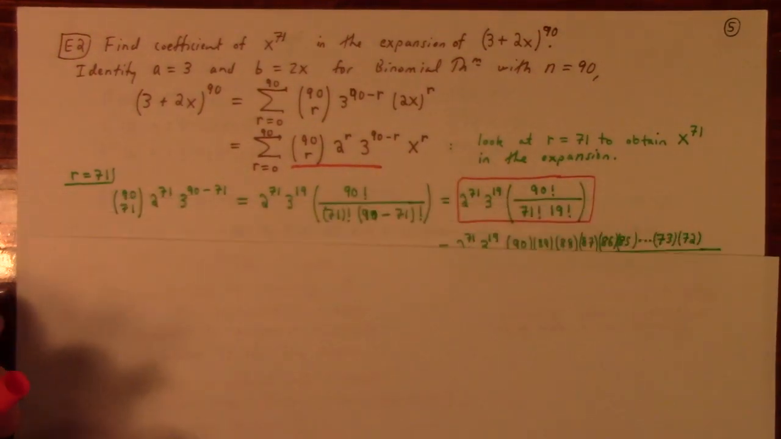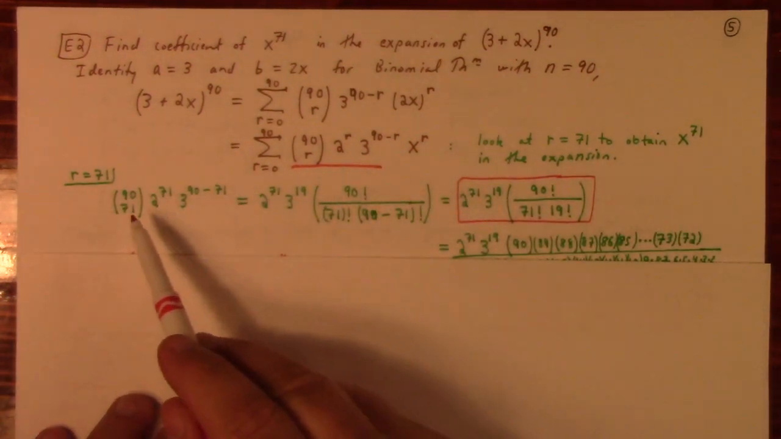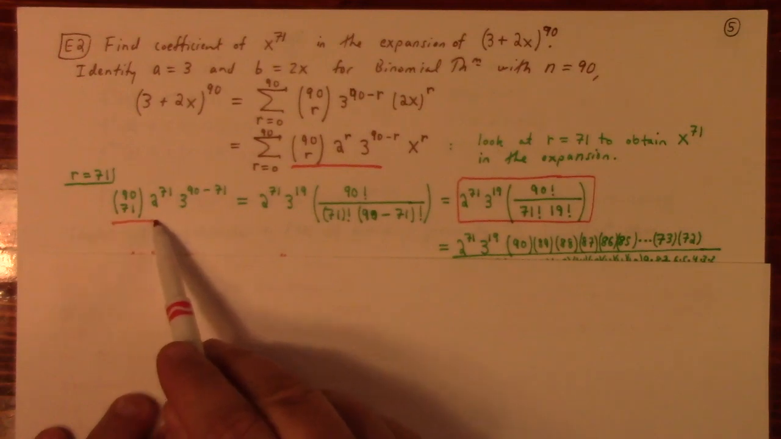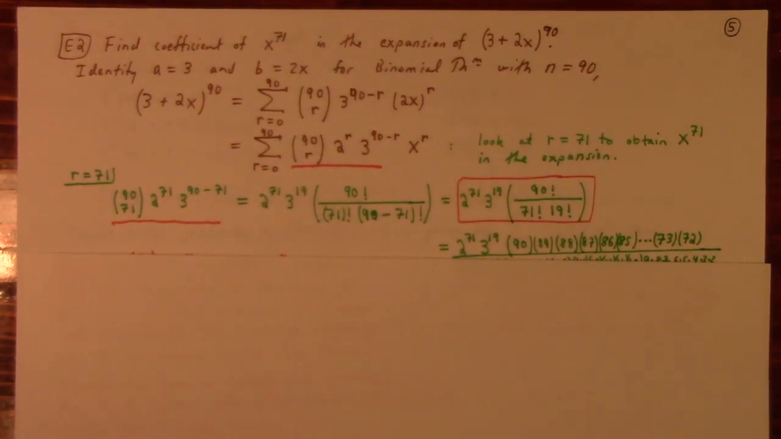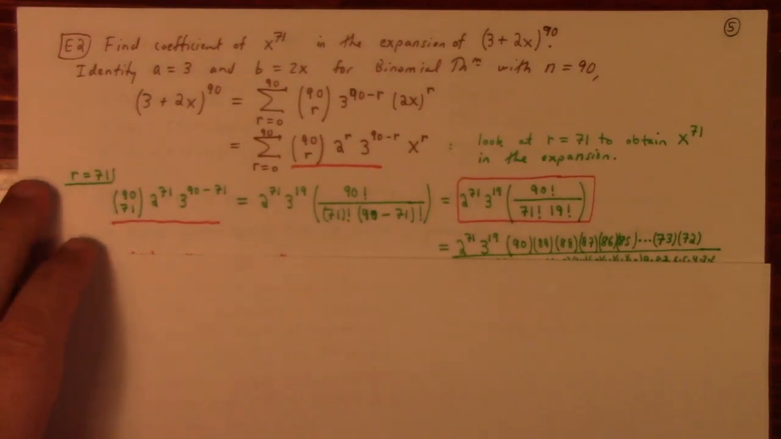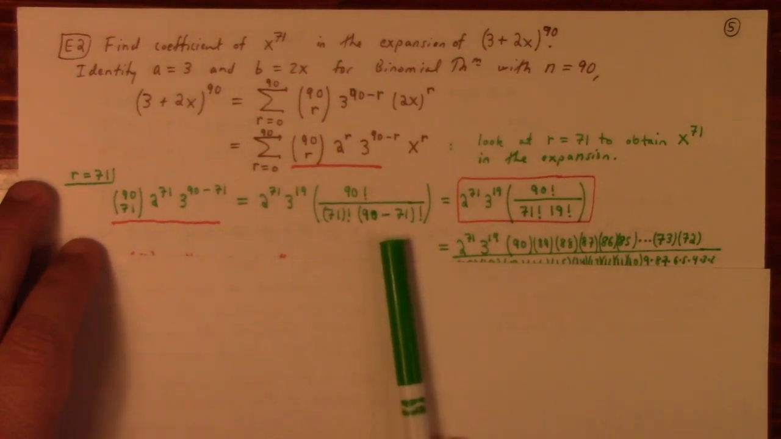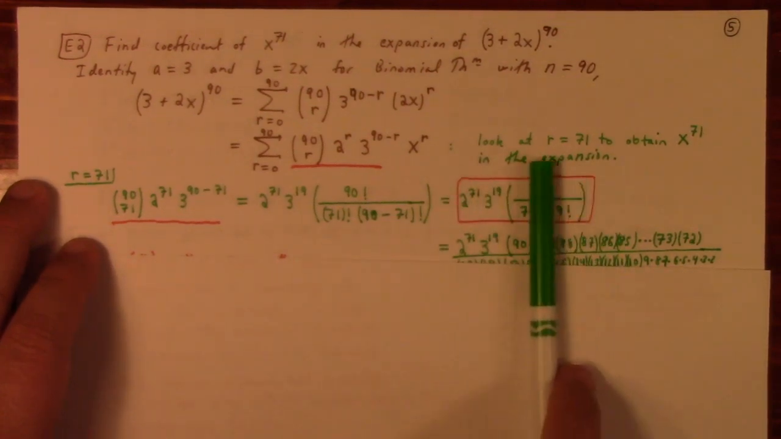So that's what I do. The coefficient, and I set r equal to 71, because that was the question, to find the coefficient of x to the 71. And there it is: 2 to the 71, 3 to the 90 minus 71 is 19, so 2 to the 71st, 3 to the 19th, times 90 choose 71, which is 90 factorial over 71 factorial times 19 factorial, and that's a pretty good answer right there.